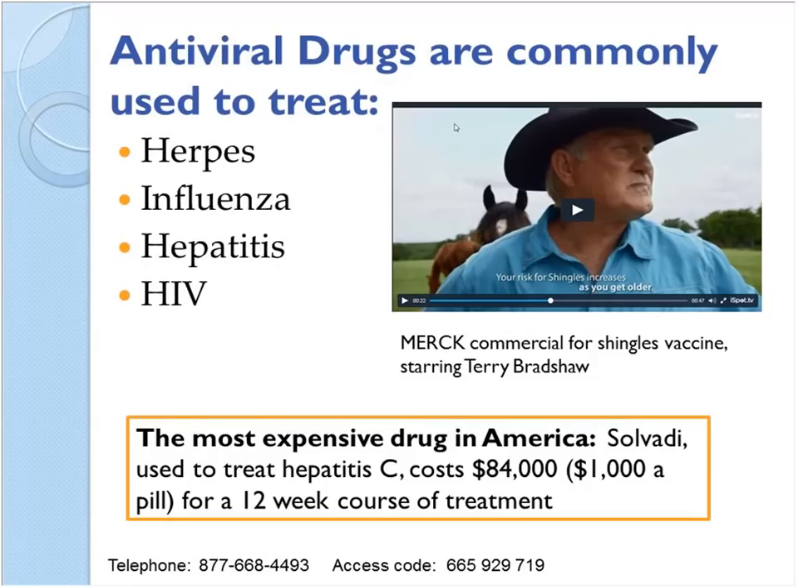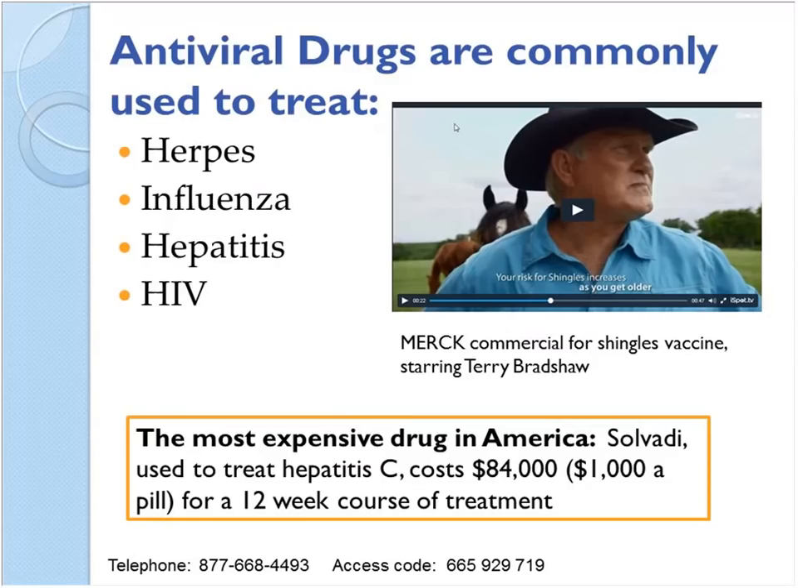Antiviral drugs are commonly used to treat herpes, influenza, hepatitis, and HIV. In fact, the most expensive drug in America is called Sovaldi when you measure it as cost per pill. That treats hepatitis C, which is a viral infection of the liver. That costs about $84,000, or $1,000 a pill. So it's $1,000 for a single pill for a 12-week course.